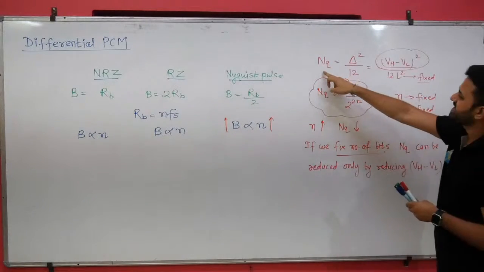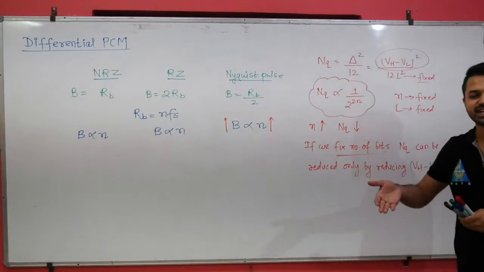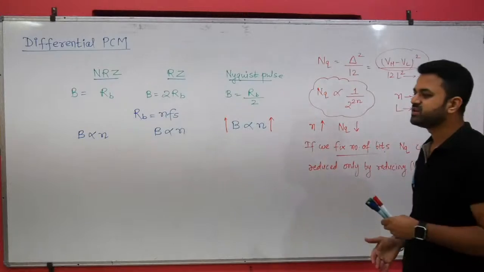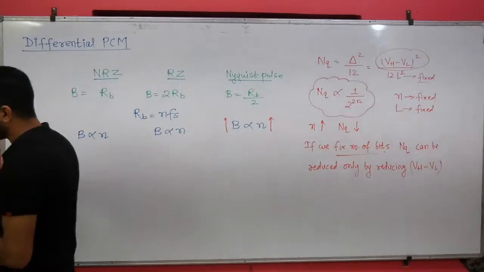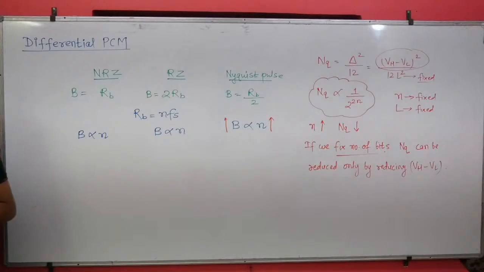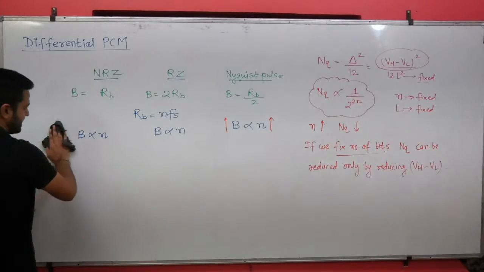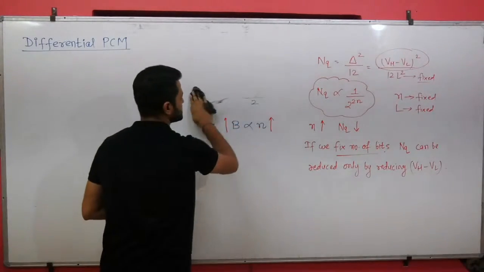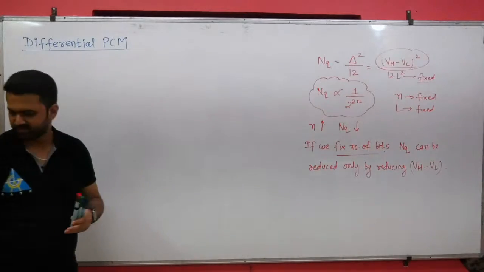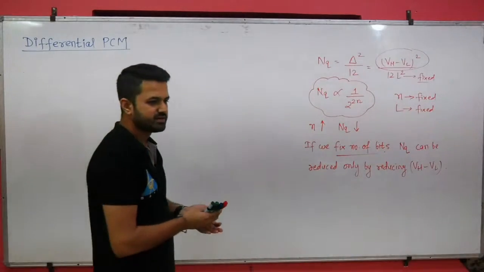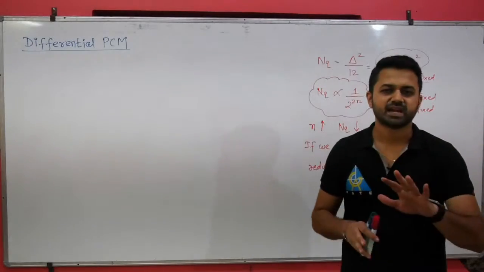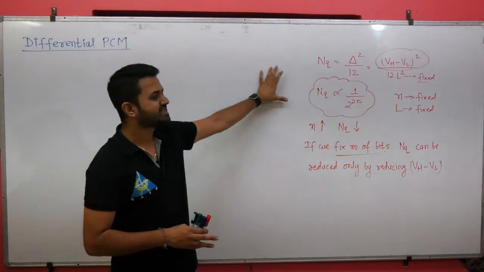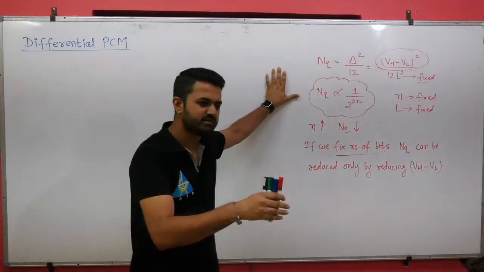So to reduce the quantization noise power, to improve the signal to quantization noise ratio, we have to reduce this numerator. How can we reduce this numerator? That is the concept behind differential pulse code modulation. Differential pulse code modulation gives an idea of how you can reduce VH minus VL. Now, is it clear up to this point what we want? What is the purpose, what is the aim? Is it clear to everyone?